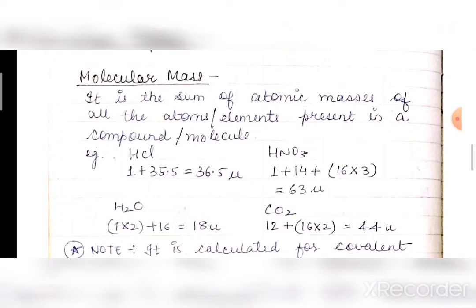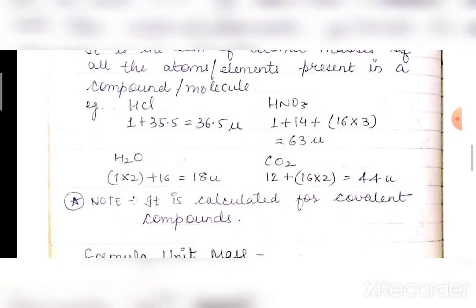H2O: 1 multiply 2. That means hydrogen mass is 1 and atoms are 2. So multiply by 2. Then plus oxygen mass 16. So it will be 18. CO2, carbon is having mass 12. Oxygen 16 multiply by 2, so it will be 44 U.